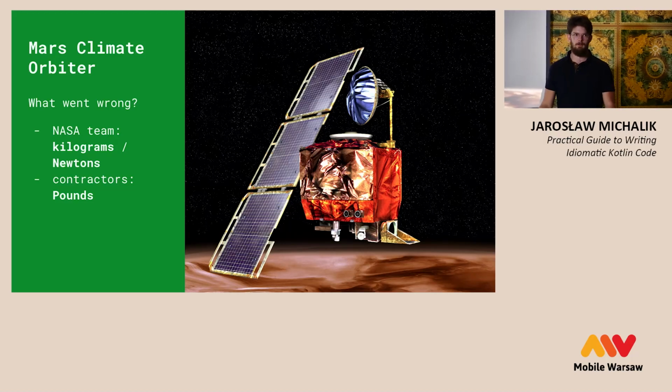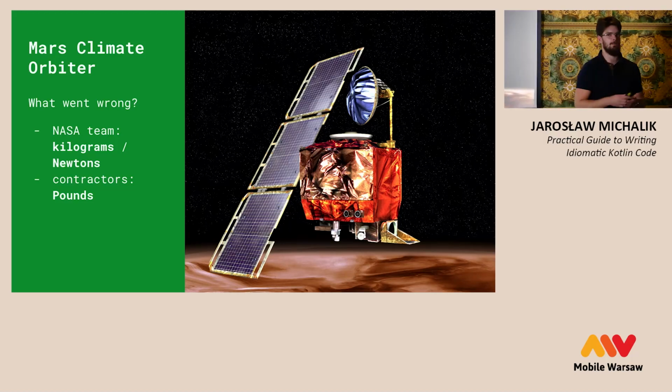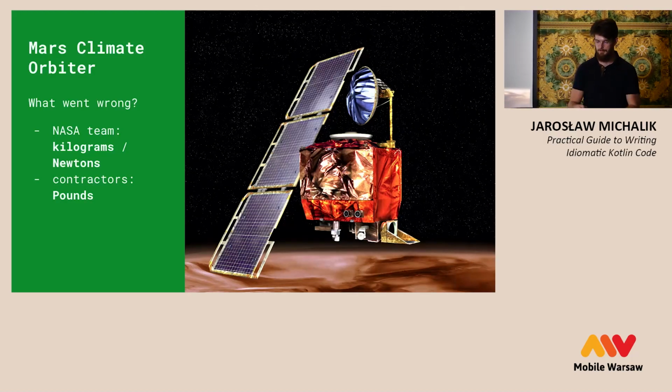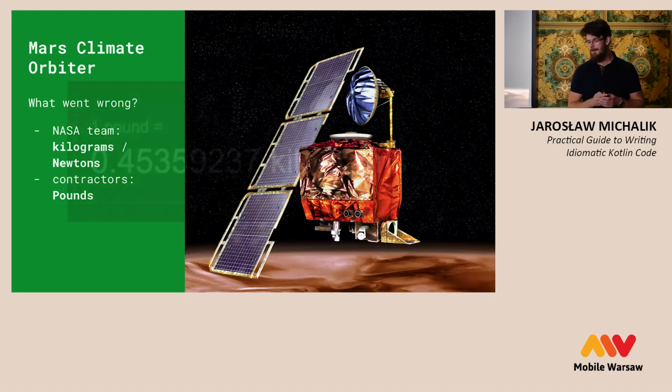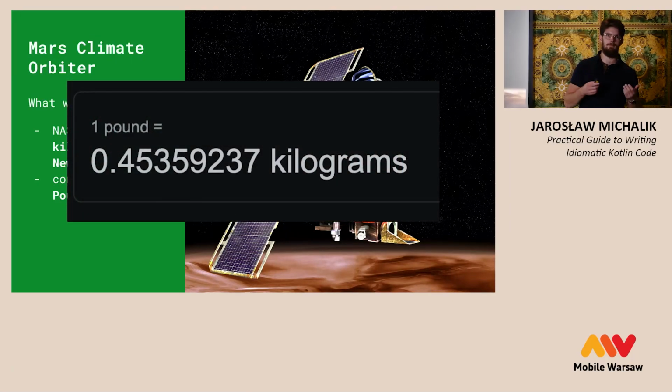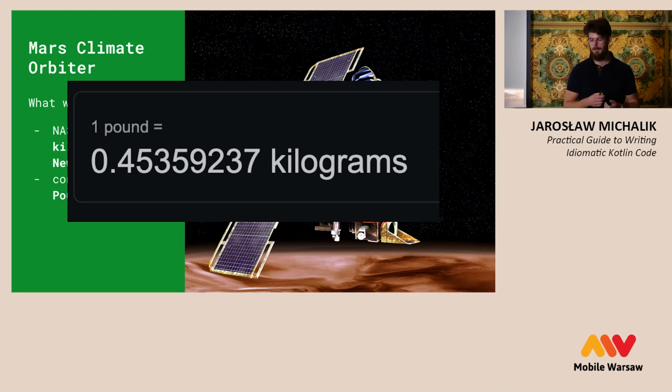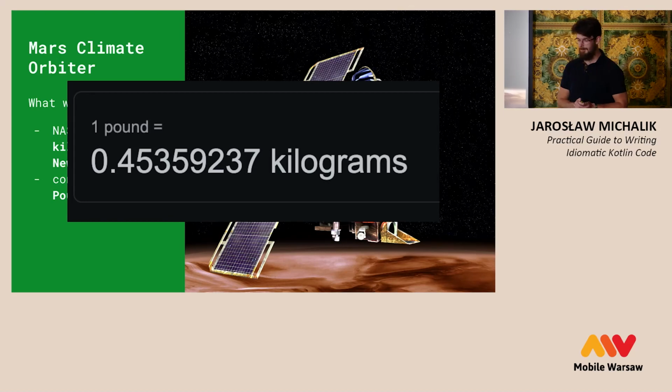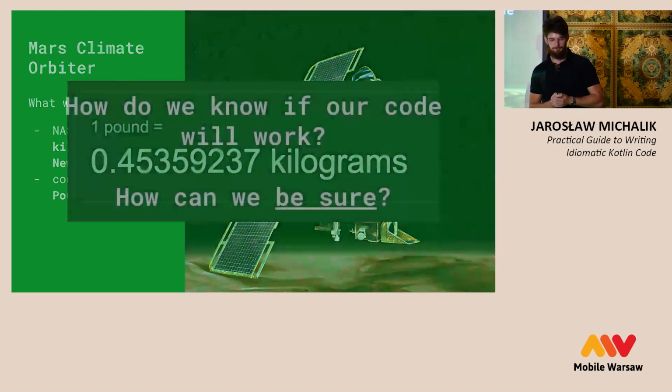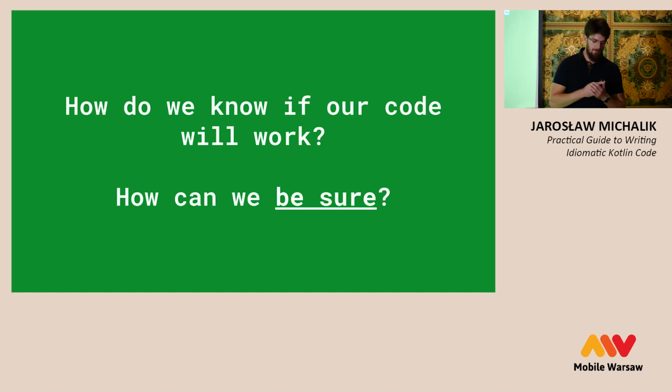So the rocket with the Mars Climate Orbiter started, it went to Mars, but the error grew bigger and bigger, and eventually the Mars Climate Orbiter crashed because, well, 1 pound doesn't exactly equal 1 kilogram. So we have some ways to prevent that kind of errors.